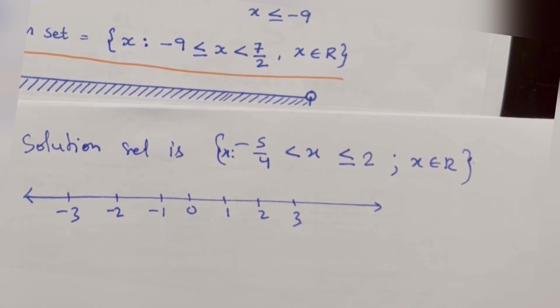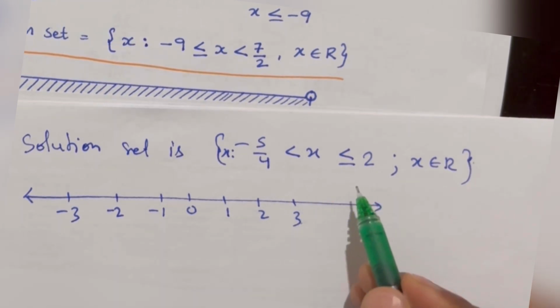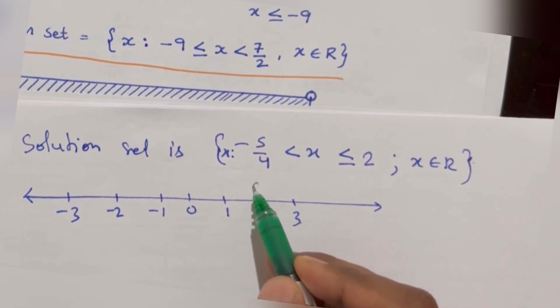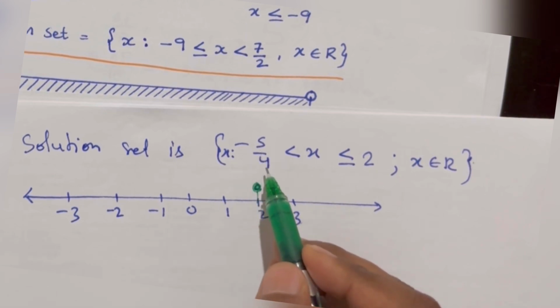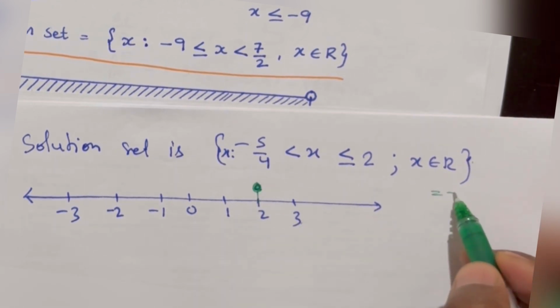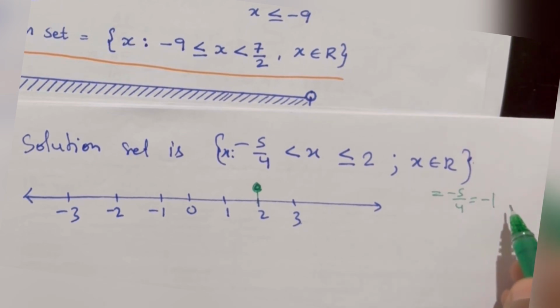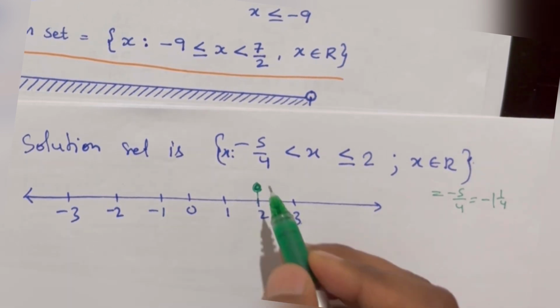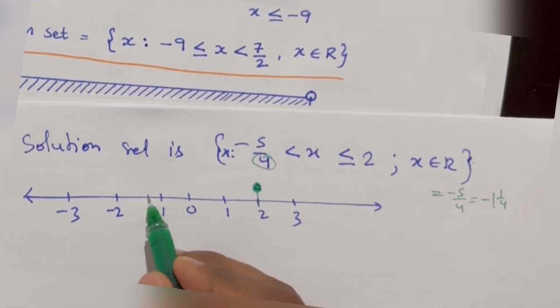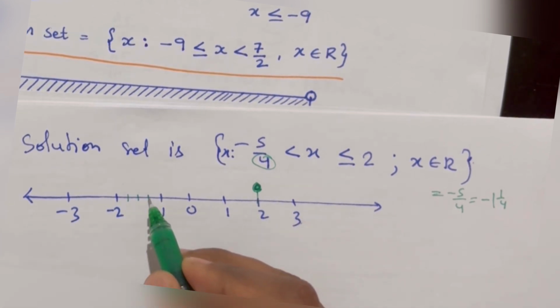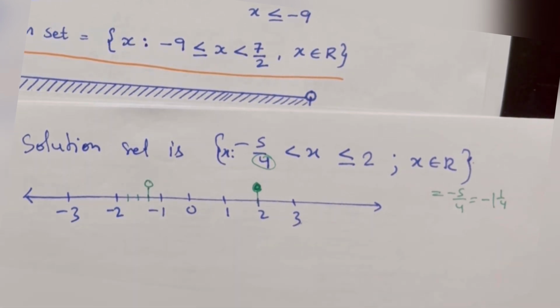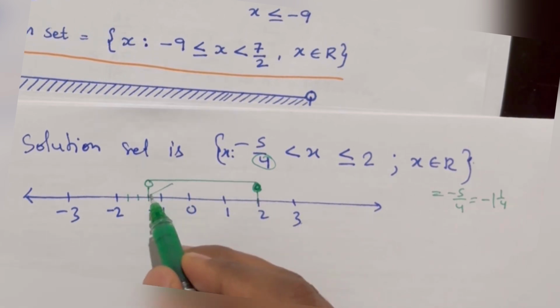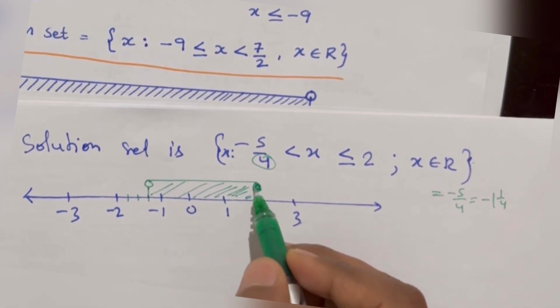Now representing this solution set, here it is 2. So 2 is closed, it is equal to also, and it is minus 5 by 4. Minus 5 by 4 means minus 1 by 4, so these parts should be divided into 4 equal parts. So 1, 2, 3, 4, and you have to do like this. So this is your open, and then you join this. So this is your number line representation.